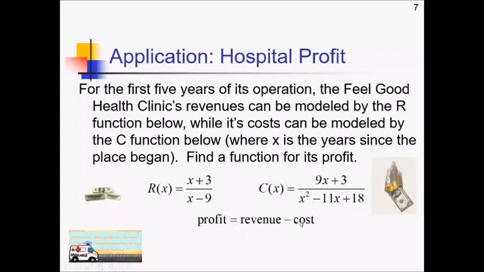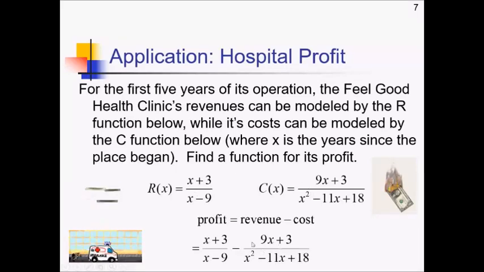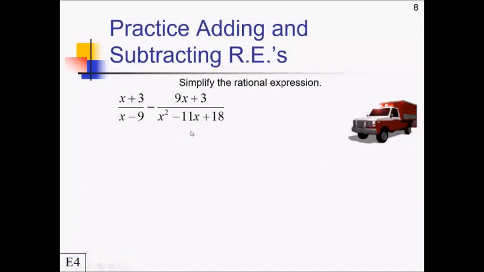So revenue minus cost, which in this case means we're going to have this R function minus this C function. So there we go, real life situation where we have to subtract rational expressions. How do we simplify this? Stay tuned. So here we go, trying to simplify this problem.